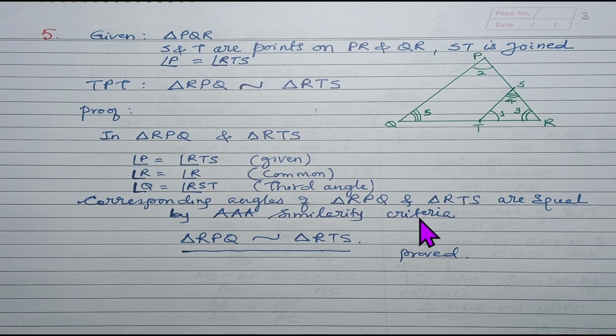Therefore, by AAA similarity criteria, triangle RPQ is similar to triangle RTS, and that is proved here. So that is the method of proving this particular example.